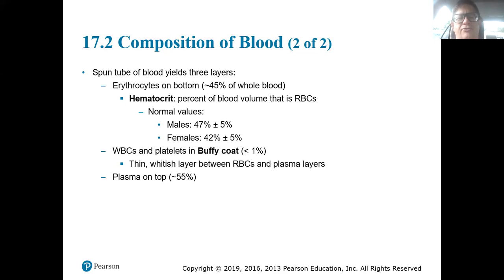That is all the thrombocytes, that is all of the white blood cells. So anyway, the amount of red blood cells, the erythrocytes that are to the outside, to the bottom of the tube, we'd expect that to be around 45%. In males, 47 is normal, plus or minus 5. Females, 42 plus or minus 5. The buffy coat should be less than 1%. So only less than 1% of your blood is white blood cells and thrombocytes, platelets, to help with clotting. The plasma on the top will be around 55%.